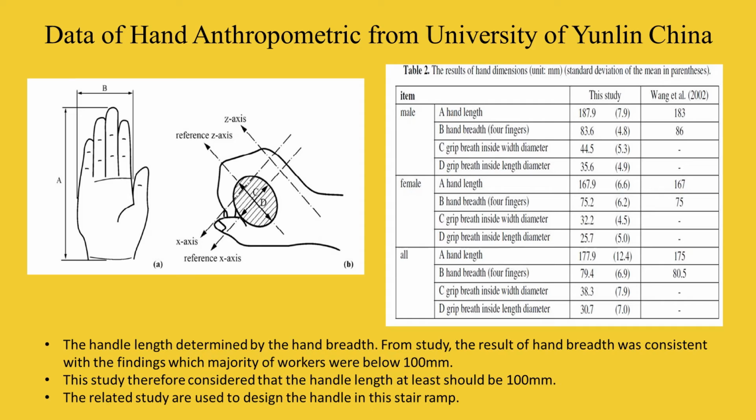The handle length is determined by the hand breadth. From the study, the result of hand breadth was consistent with the findings, in which the majority of workers were below 100 mm. This study therefore considered that the handle length should be at least 100 mm. The related studies are used to design the handle in this STAIR ramp.